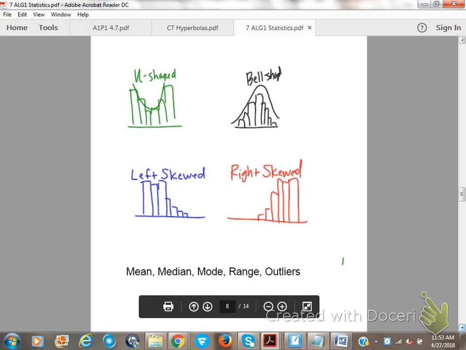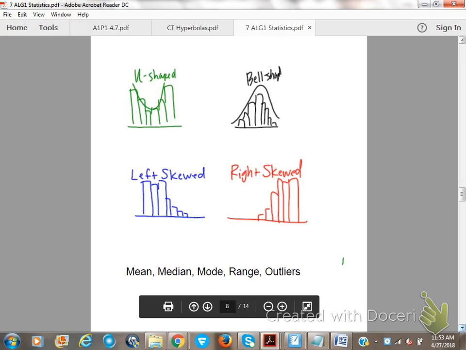If you have a histogram, can you figure out a mean? No. The only time you can figure out a mean is if you've been given the data points. Please catch those four shapes: a U shape, a bell shape, right skewed, and left skewed.